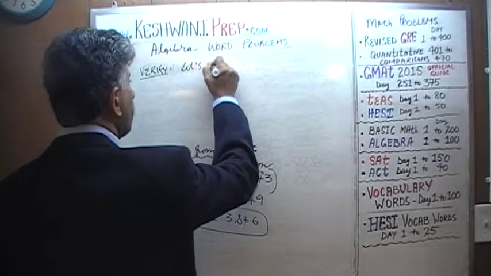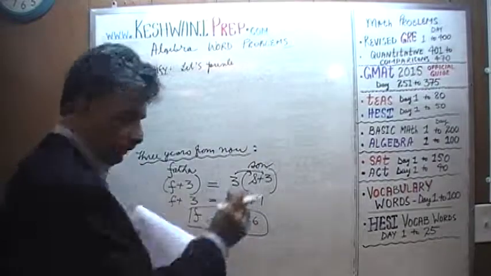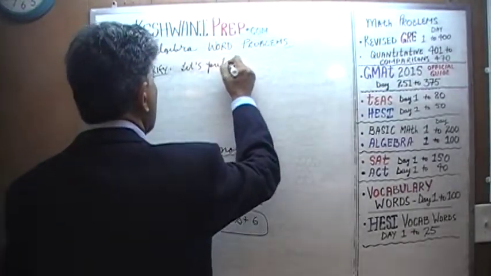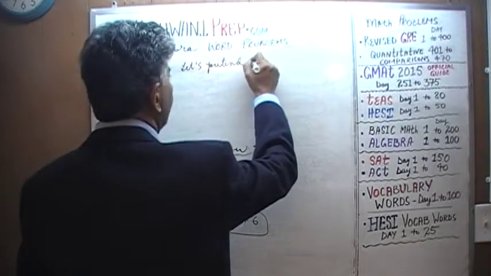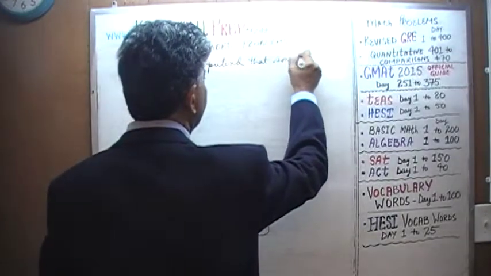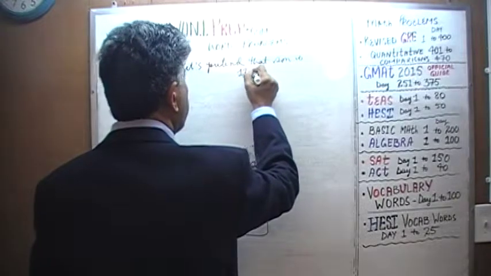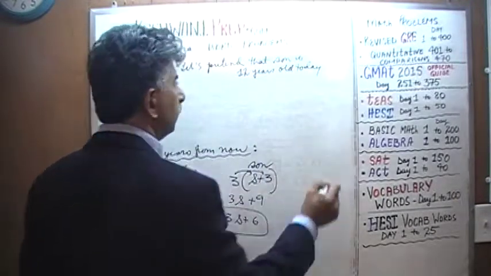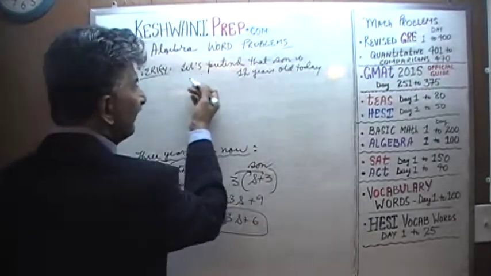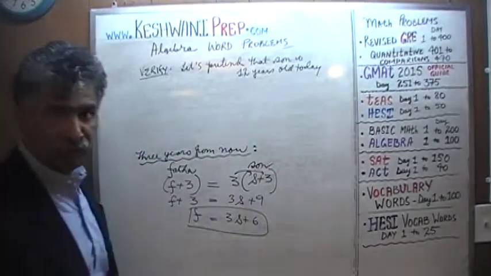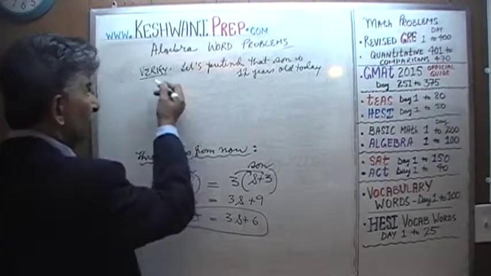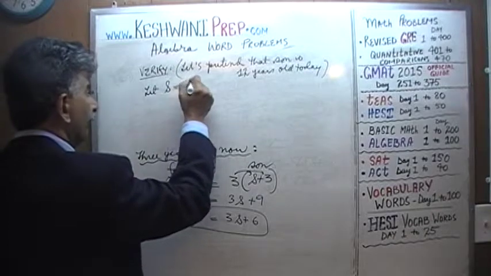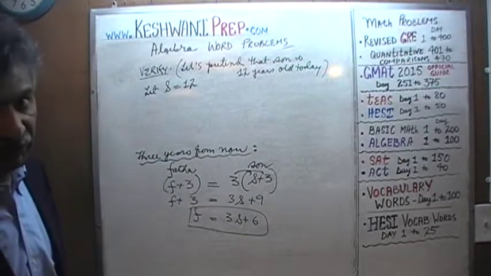Let's pretend that son is 12 years old today. Now, instead of writing out all of that, we could have simply said, let S equal 12. Because that's what S is. S represents his age today.